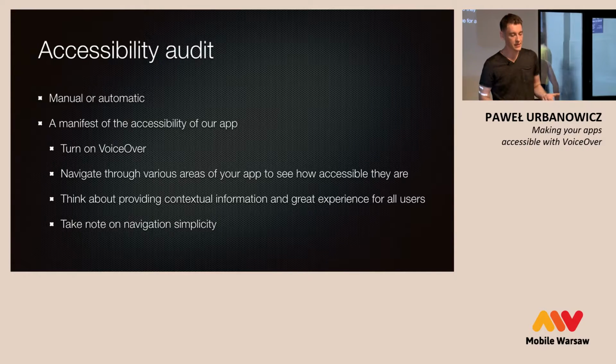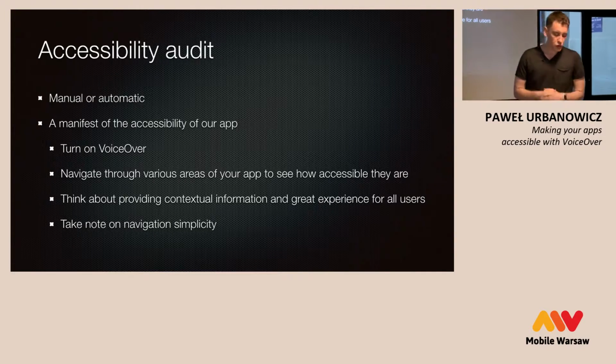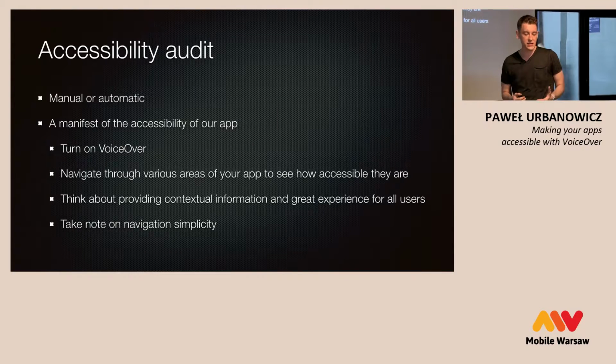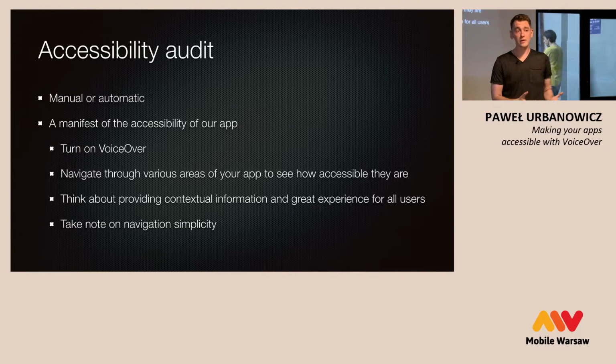To do the accessibility audit, you just need to open your app, turn on VoiceOver, and navigate through various areas of your app to see how accessible they are. See if they give you enough context, if they're described well enough, and if the navigation is still simple. Because when we create our apps for non-VoiceOver users, we always strive for simple navigation, and we want to preserve the same user experience for all kinds of users.